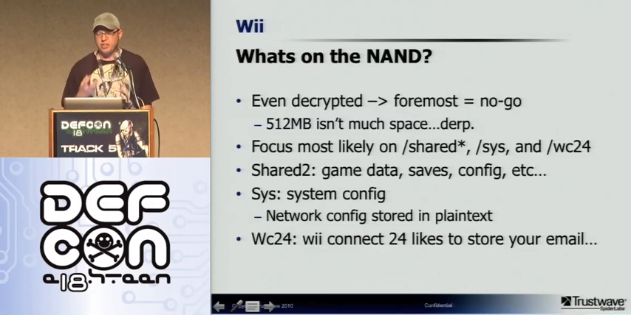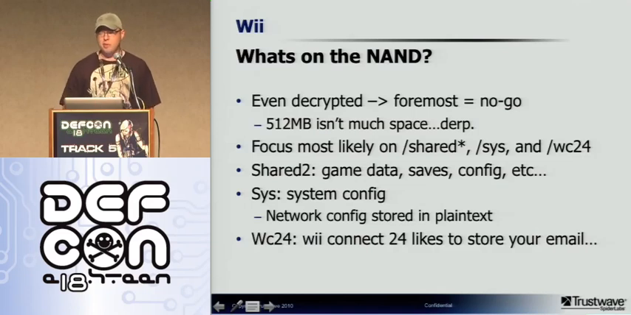Really, there are some things you'd like to focus on. If you go back to the previous link, they actually have a list of all the directories and what they mean and what you're going to find in there. A couple of directories to note: game saves, config, stuff like that. Network config is stored in plain text. So if you connect to Wi-Fi at home, I use WPA2, and in clear text it's got my SSID and password and all that fun stuff.